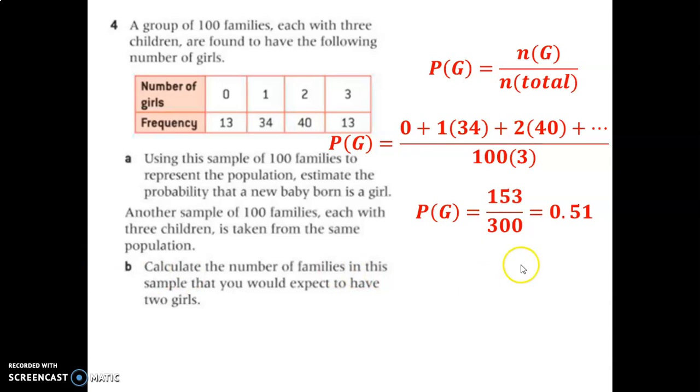Okay, so what we found is the probability of there being 1 girl born when there's a birth, right? So a family has a baby, there's a 51% chance it will be a girl. So now we need to figure out, well, what's the chance that a family of 3 will have 2 girls? So that's a binomial distribution.